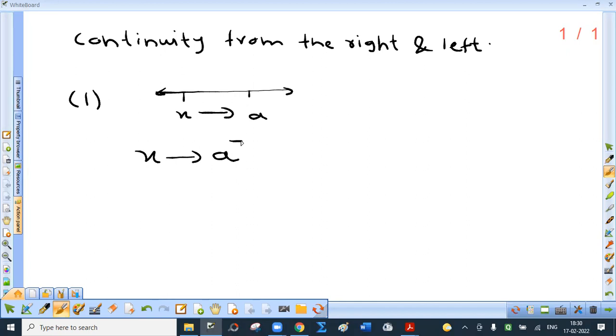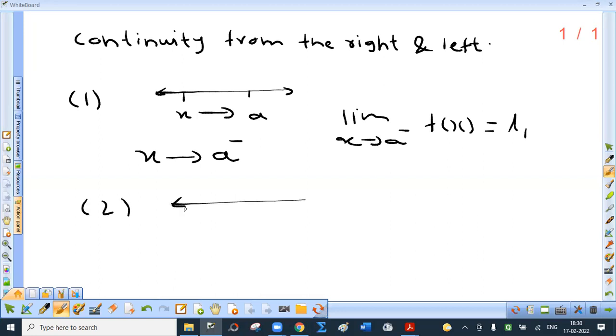As simple as that. If as x tends to a from the left, f(x) approaches a number L1, then we say that L1 is the left-hand limit of f(x) as x tends to a minus. And how to write this? We write this as limit x tends to a minus f(x) equal to L1. Okay, this is the first part. Now, what about the second part?